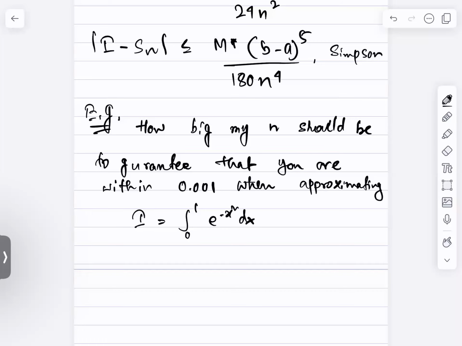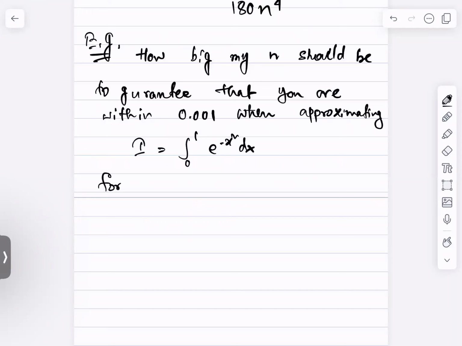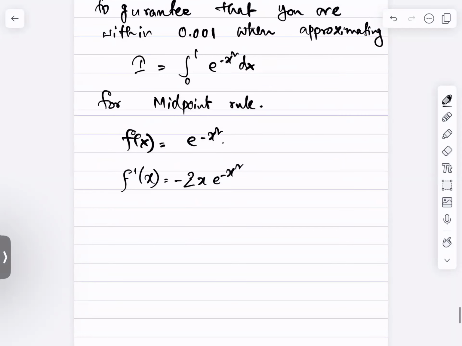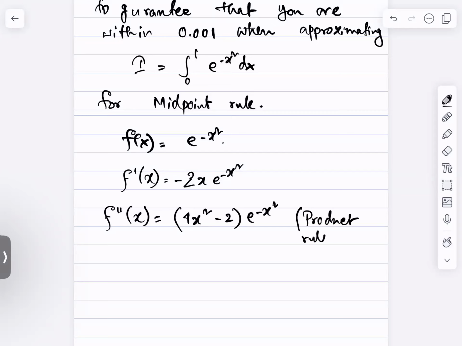Cool. I want to get the value of n for the midpoint rule. So my f(x) is exactly e to the minus x squared. f prime of x is minus 2x e to the minus x squared. And f double prime of x is just (4x squared minus 2) e to the minus x squared. This is just the product rule, using the product rule several times.